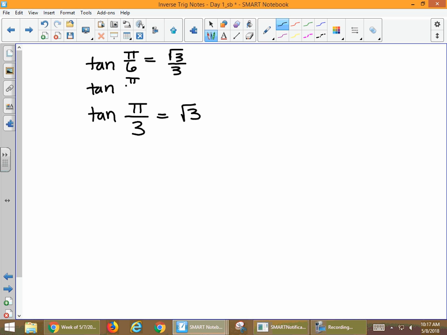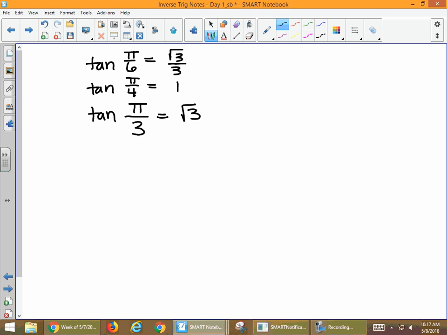The only other thing that tangent can be other than radical 3 over 3, 0 and undefined is 1. And I remember tangent of pi over 4 just because that's where sine and cosine are the same. So anytime you're dividing something by itself, you get 1.